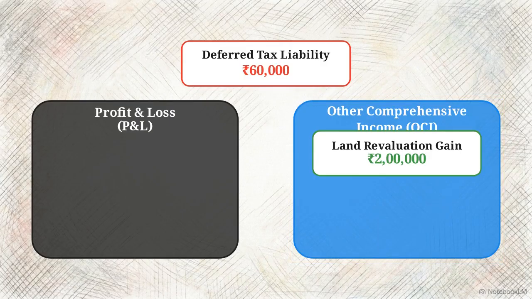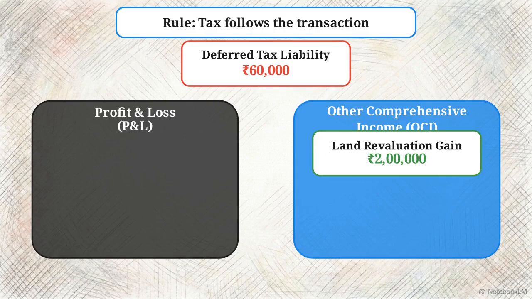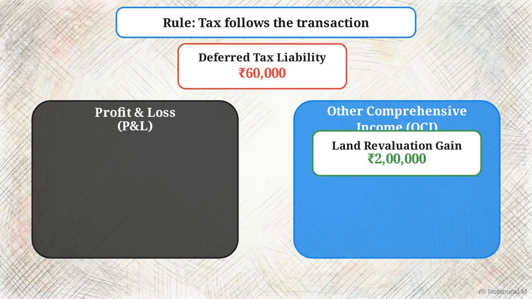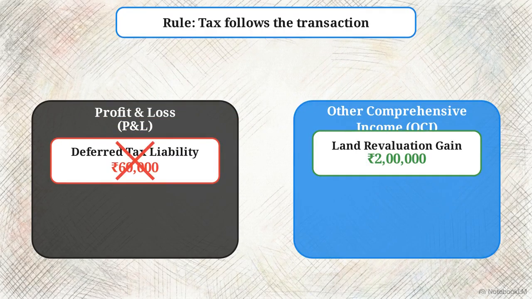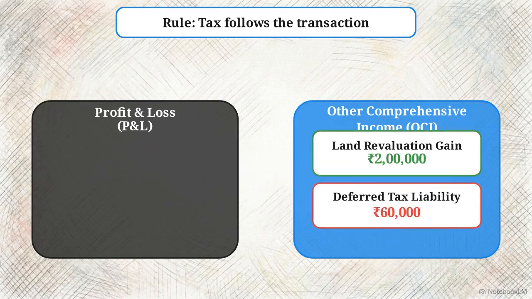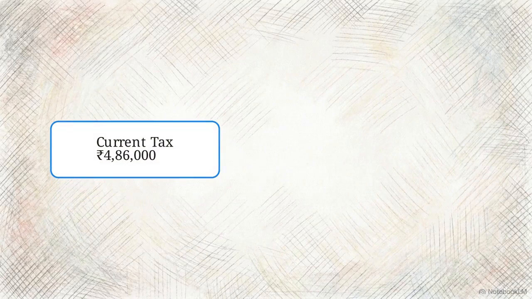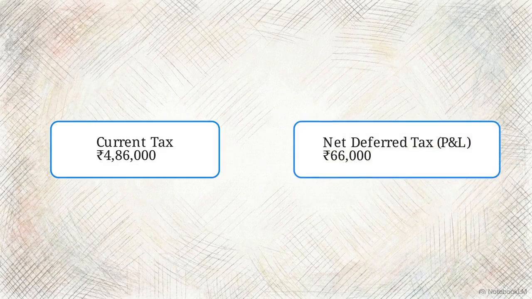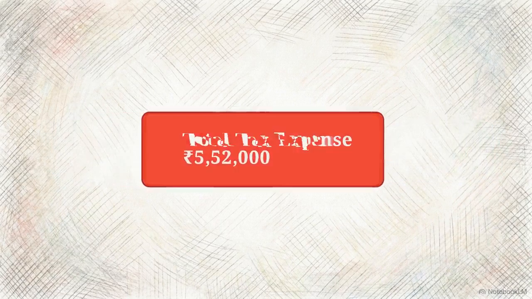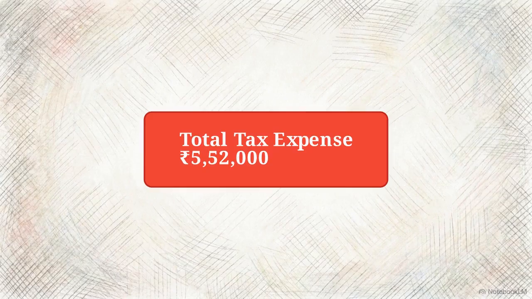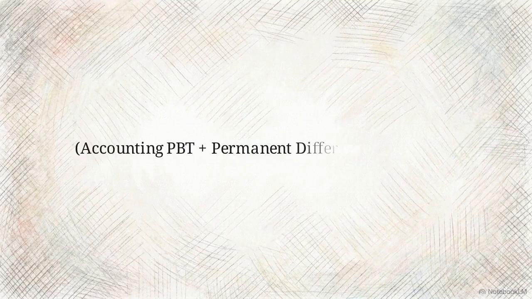Under Ind AS 12, the tax treatment must follow the transaction. Since the revaluation gain was credited to OCI, the related tax liability must also be charged to OCI, rather than the current year's profit. To find the total tax expense, we combine the current tax of 4,86,000 with the net deferred tax impact routed through the P&L, comprising loss reversal, depreciation liability, and warranty asset. The resulting total tax expense is 5,52,000 rupees.